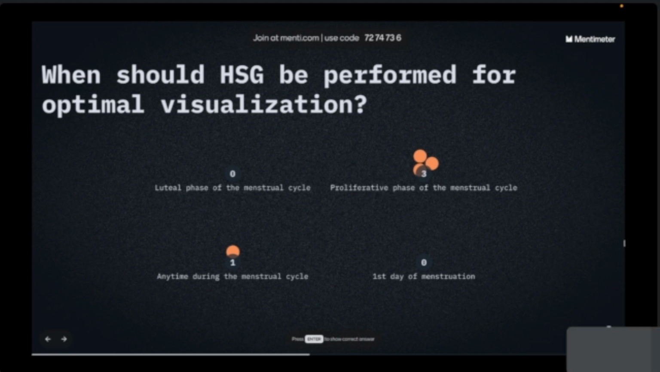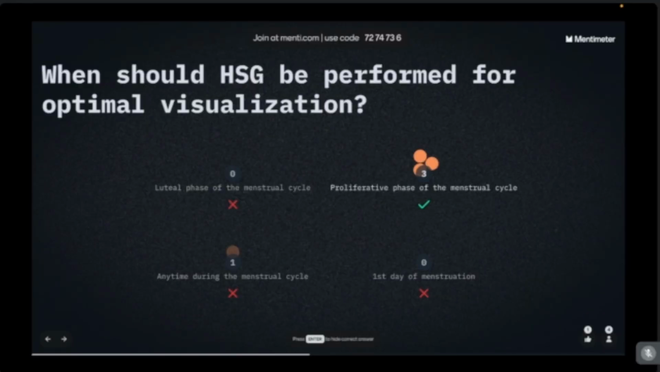That's good. So we will see when we do it and why. For the procedure, it should be performed during the proliferative phase of the patient's menstrual cycle, so on day 6 to 12. This improves visualization of the uterine cavity and also minimizes the possibility that the patient may be pregnant. So you should do it from the 6th to the 12th day.